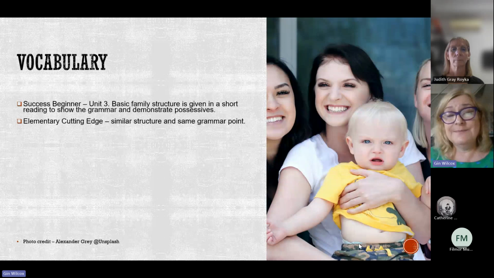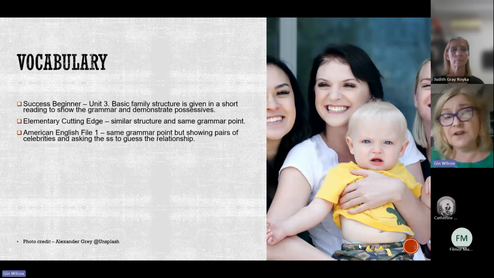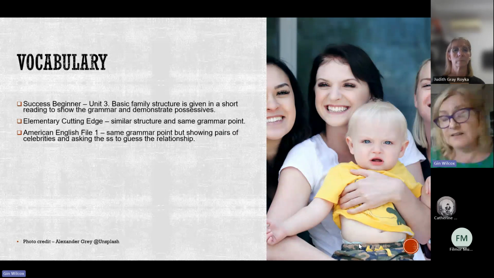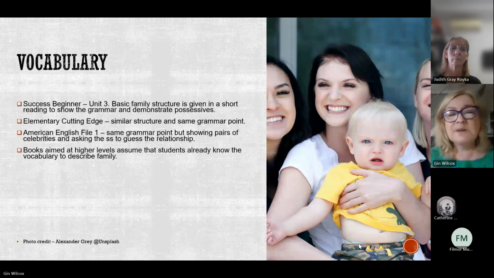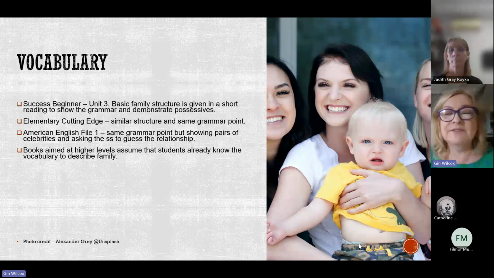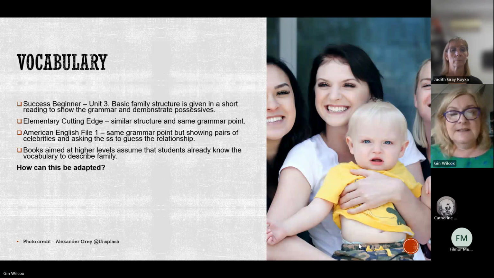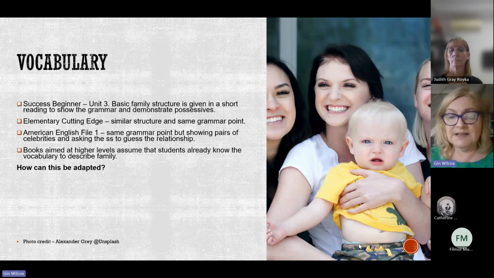Elementary Cutting Edge has a similar structure and the same grammar point, possessives. And American English File has the same grammar point again, but this time it has pairs of celebrities and asks students to guess the relationship. These celebrities are probably not relevant celebrities for most of the students in Southeast Asia. Books aimed at higher levels than elementary assume that students already know the vocabulary to describe families, so they don't introduce it. So how can we adapt these materials to make them more accessible?